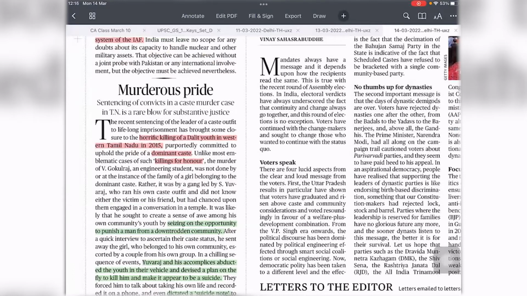Chennai, Tamil Nadu murder case, honor killing. That's a gruesome murder. Nothing to explain. Honor killing is a wrong thing. Here again, simply we can bring in societal morality versus constitutional morality. Society thinks that people should not marry beyond their caste. What is that practice called?